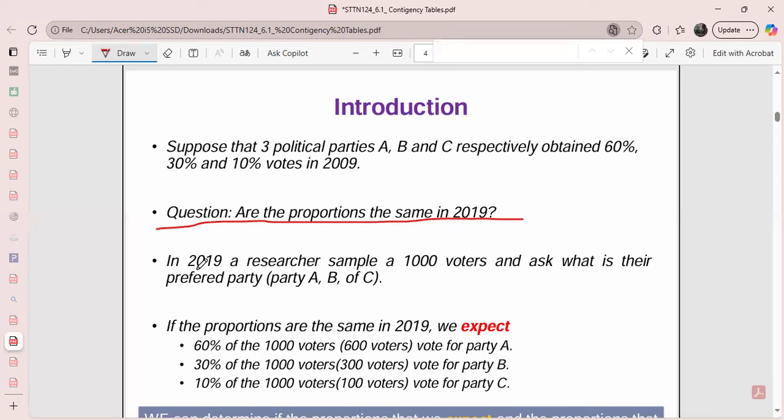Okay, so now here it's a question. They say in 2019, a researcher sampled 1,000 voters and asked what is their preferred party, which is A, B, or C. If we look at the proportions here, the 60% comes from party A, which is 600 out of that 1,000, the 60% of the 1,000 voters, then the 30% and the 10%.